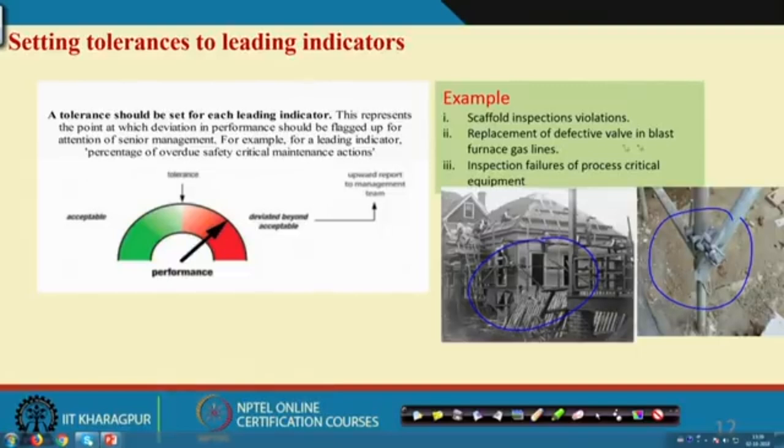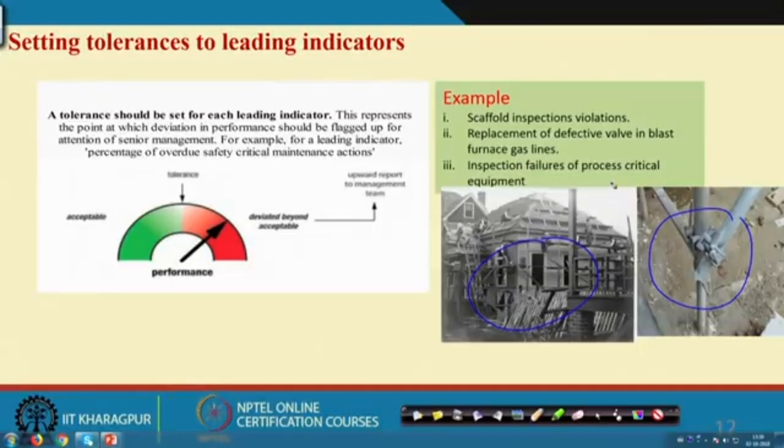Replacement of defective valve in blast furnace gas lines. Suppose the valve is defective. If it is a small defect, you need not replace it immediately. There is time.